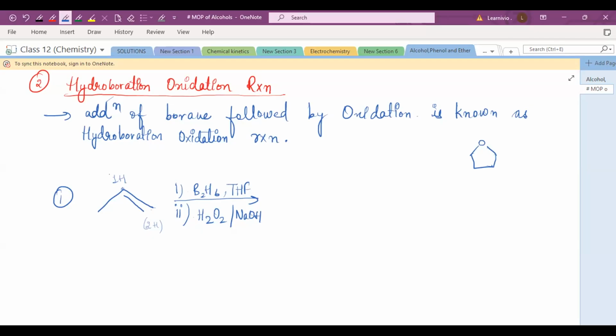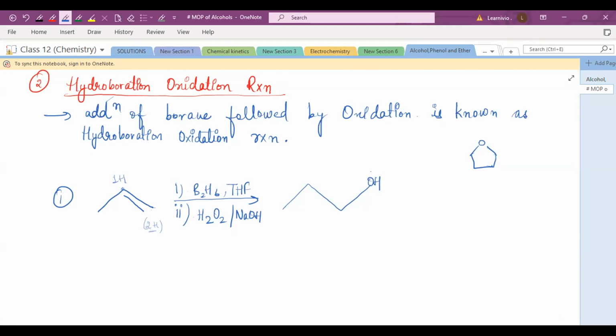Anti-Markovnikov हम rule apply करेंगे. And what is the anti-Markovnikov addition rule? The hydroxyl group will attach to that carbon which has more number of hydrogen. किसके पास hydrogen ज्यादा है? This carbon has two hydrogens and this has one hydrogen. So simply you have to attach the hydroxyl group here on this carbon. This will give you the corresponding alcohol. So that's the hydroboration oxidation reaction.